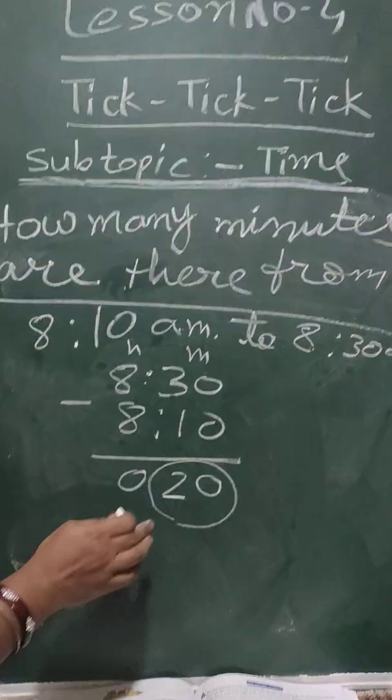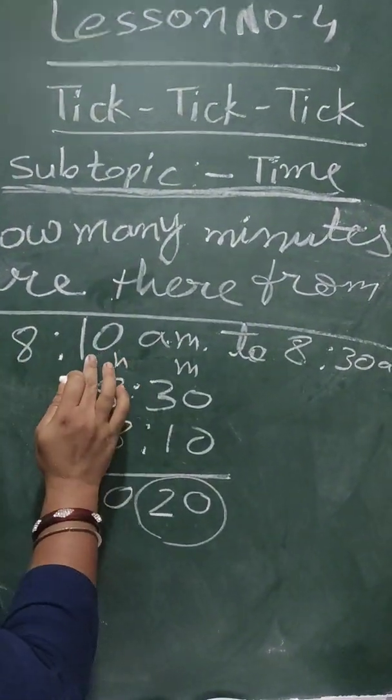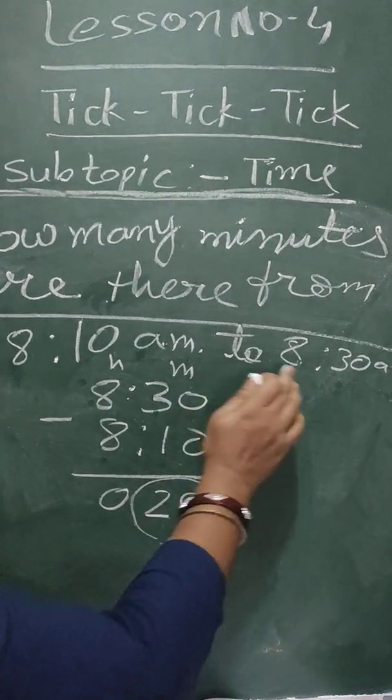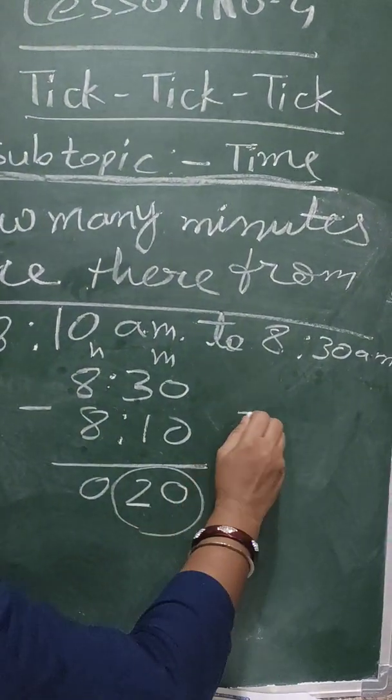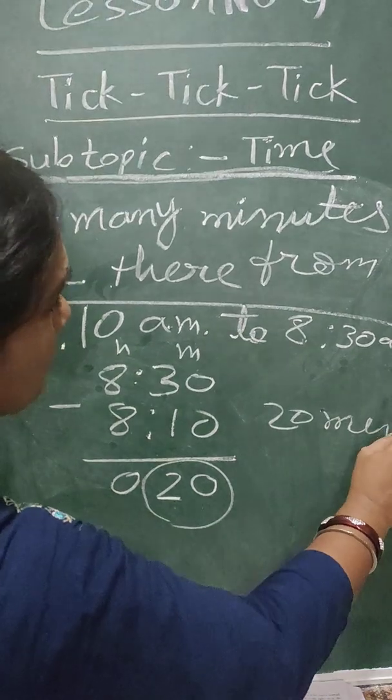Easily you come to know 20 minutes. Okay, 8:10 a.m. to 8:30. The duration time is 20 minutes. How many minutes? 20 minutes.